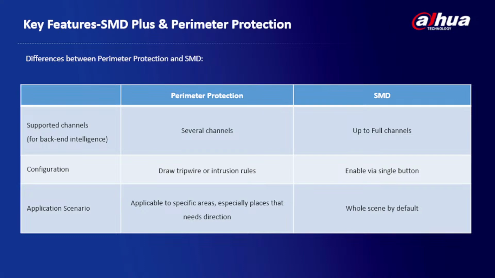Configuration is also easy for perimeter protection or intrusion detection. We need to draw the rules and the direction for the object moving, like A to B, B to A, or both. And for the SMD, you just need to enable it, click and save, and that will be enabled. As for the application scenario, you can apply perimeter protection to a specific area. And for the SMD, you can select the whole region, like the full field of view of the camera. Then it will give you full working on the full scene.